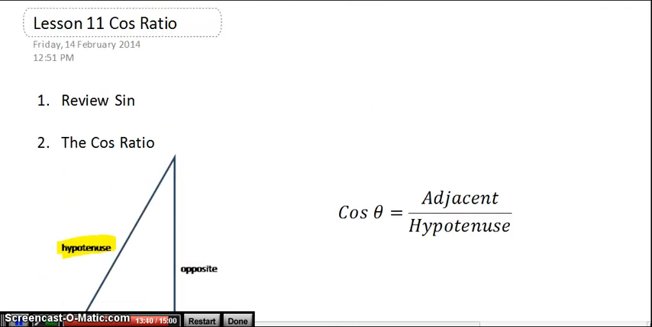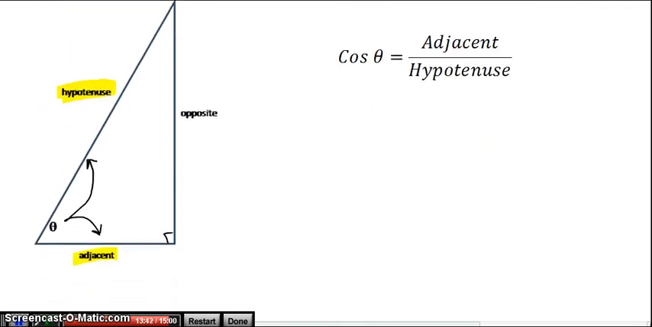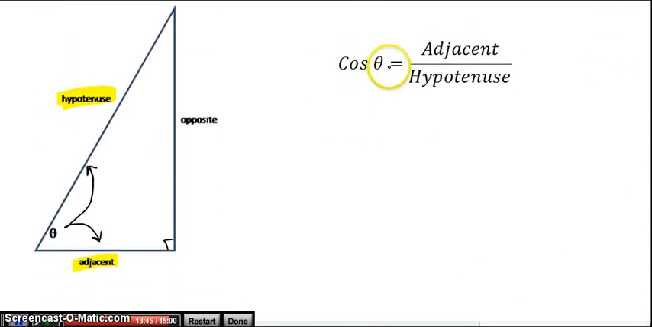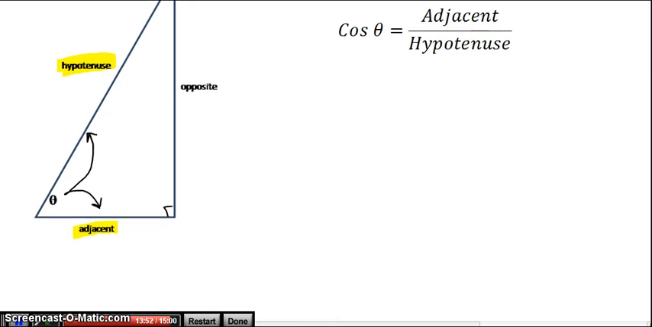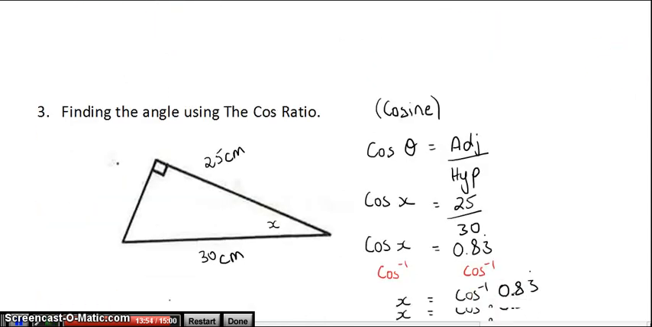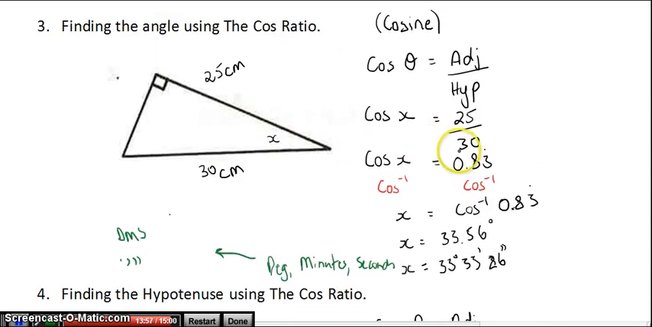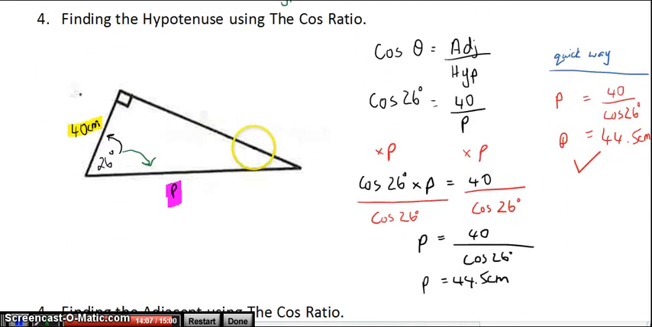Alright, so going back to the top, we've looked at the cos ratio. We know that the cosine rule is useful when we know the theta, the adjacent and the hypotenuse. And we use the formula as such. We can find the angle, remembering that once we divide, we use inverse cos to find the actual degrees. When we find the hypotenuse, we use the cos theta if we know our angle and our adjacent side.